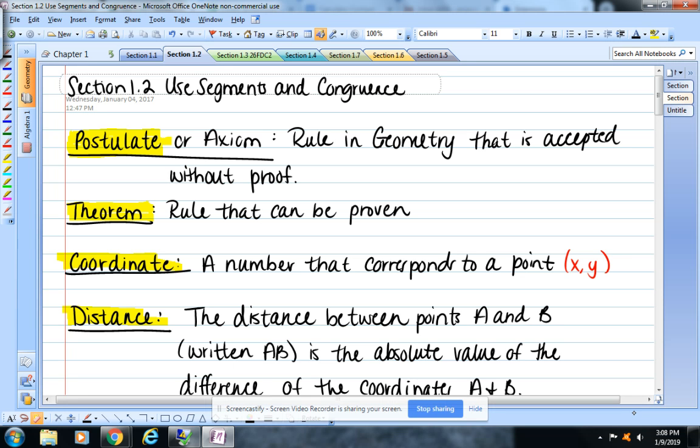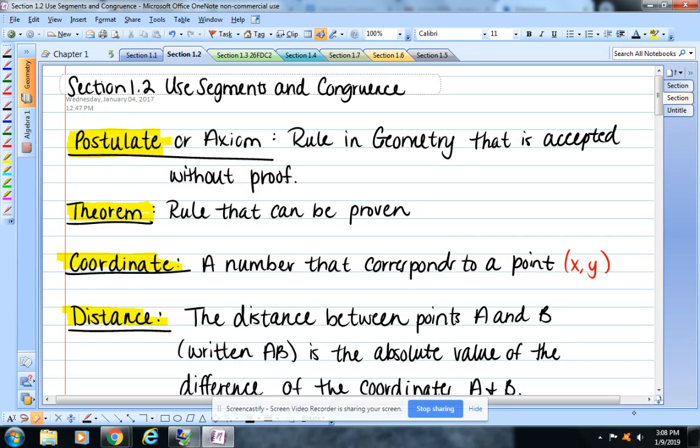Okay, so in section 1.2, we're going to talk about segments and congruence. Now, there are a few terms at the beginning of this lesson. One of them is a postulate, otherwise known as an axiom, and that is just a rule in geometry that we accept without a proof. So it's just a generalization, a rule that is followed in geometry, but it doesn't have to be mathematically proven.